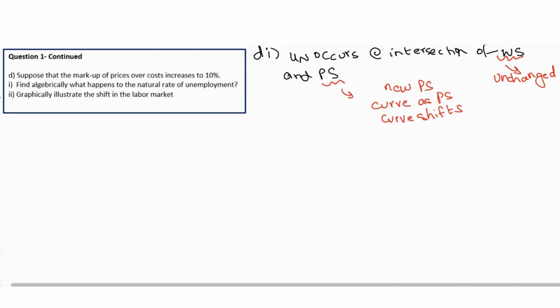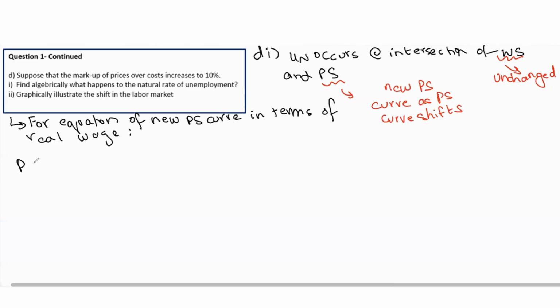So when finding the natural rate of unemployment, we'll use the original WS equation, but we want to find the new equation of the price setting curve. For the equation of the new PS curve, in terms of the real wage.